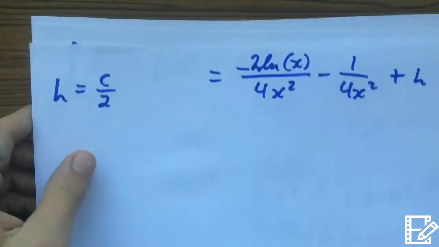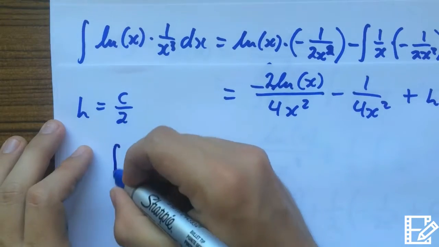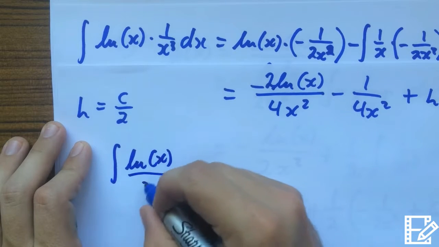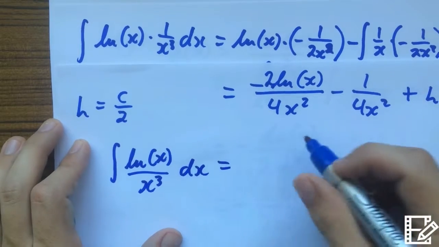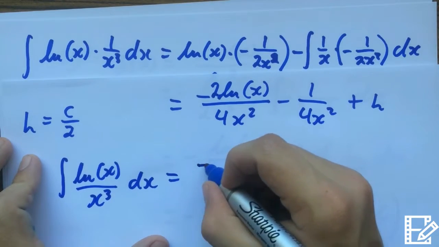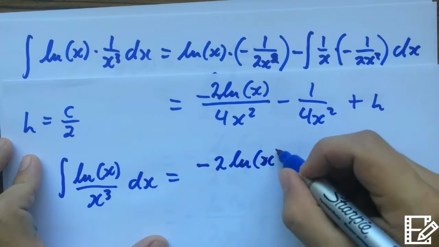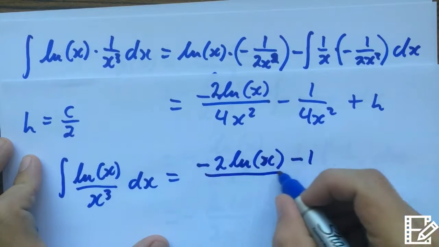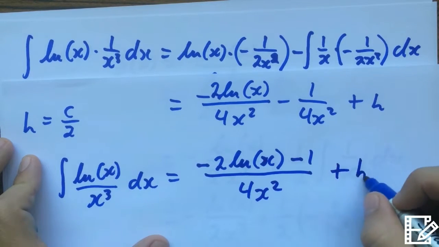And now we have this, we can finally finish. So the integral of ln of x on x to the power of 3 dx is equal to negative 2 ln x minus 1 on 4x squared, and then plus h.